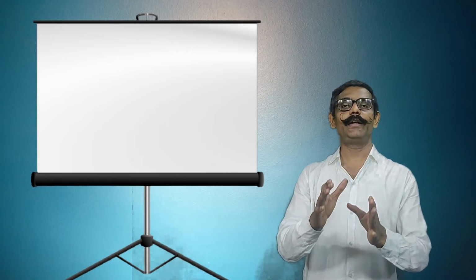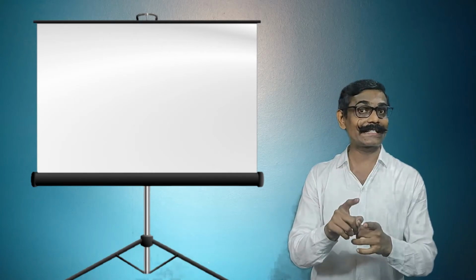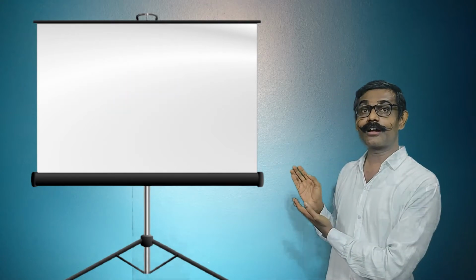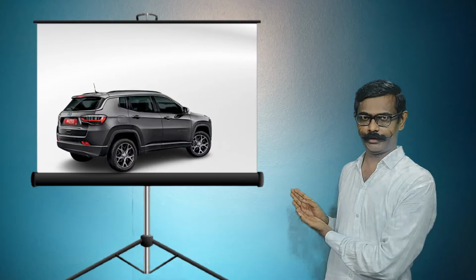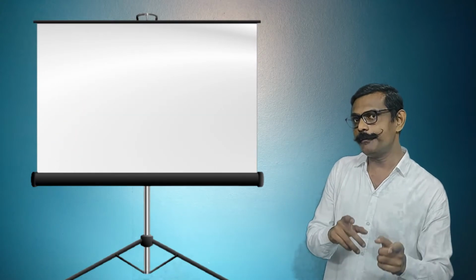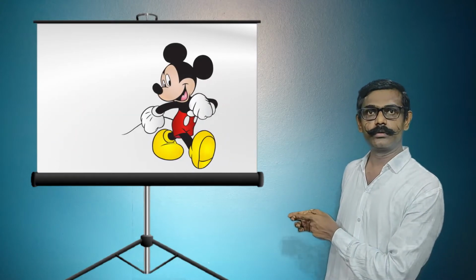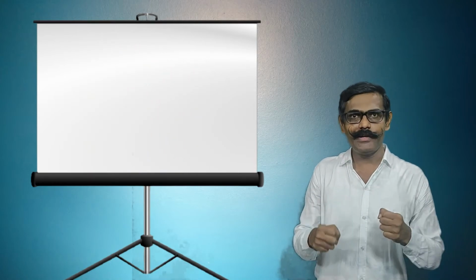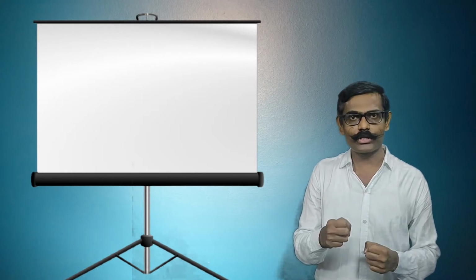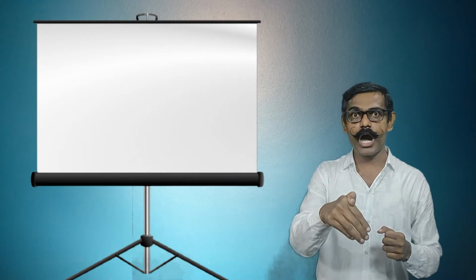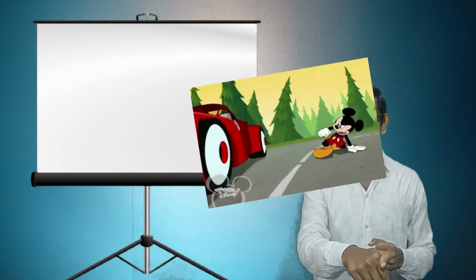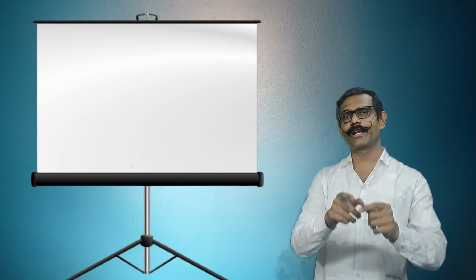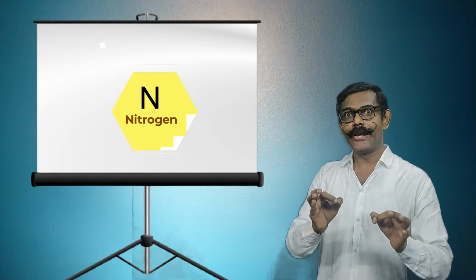Now the element with atomic number 6 is carbon. So for 6, imagine a car, a non-living thing. And for carbon, imagine a cartoon, a living character. Now how will you prepare the story? You are driving a car and all of a sudden, in front of your car, a cartoon, Mickey, came. An accident took place.